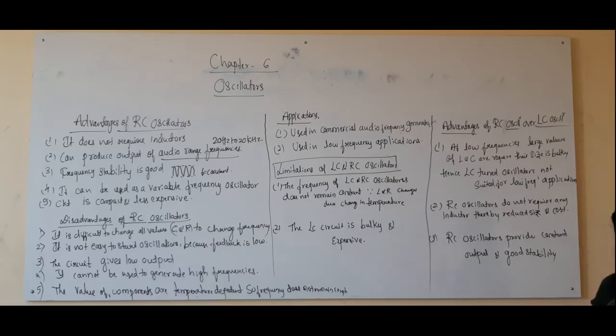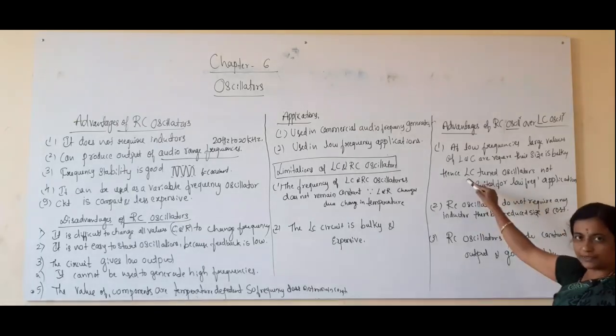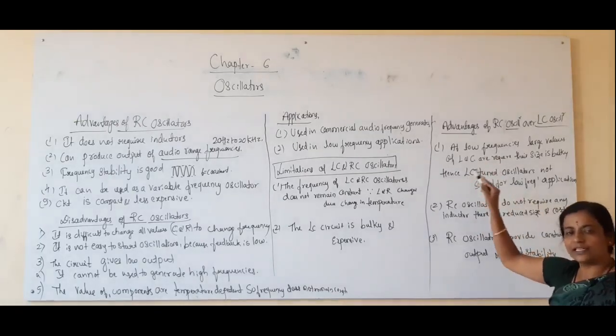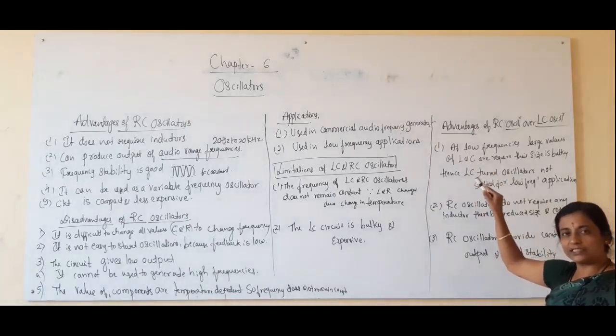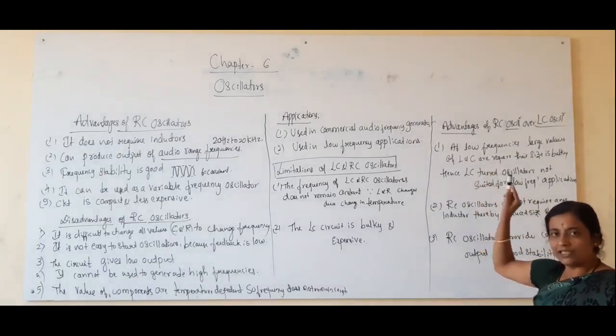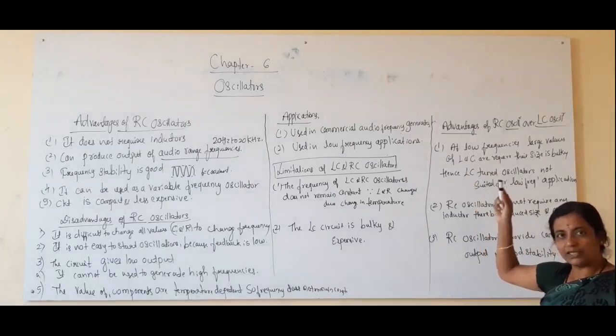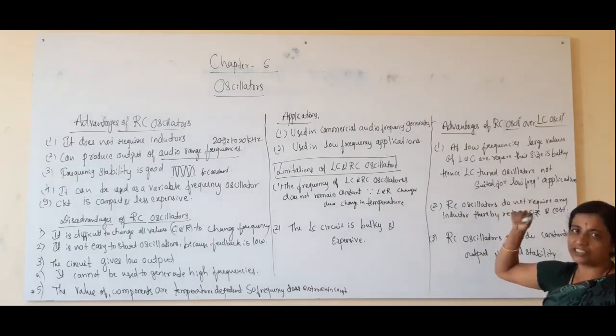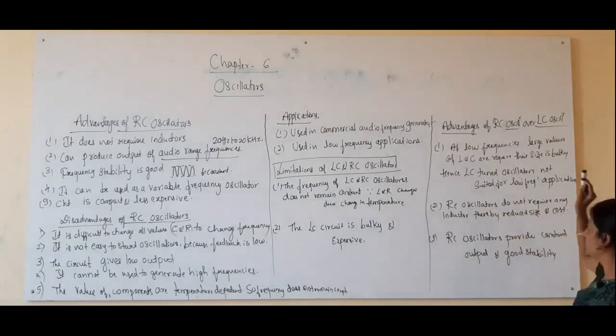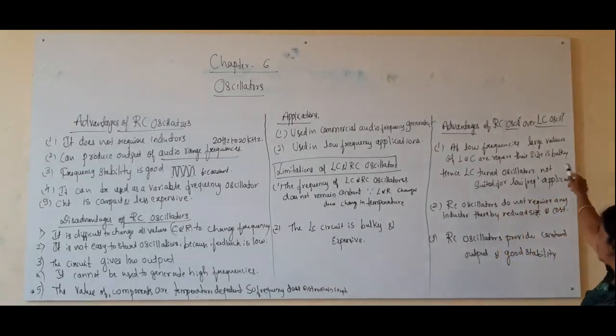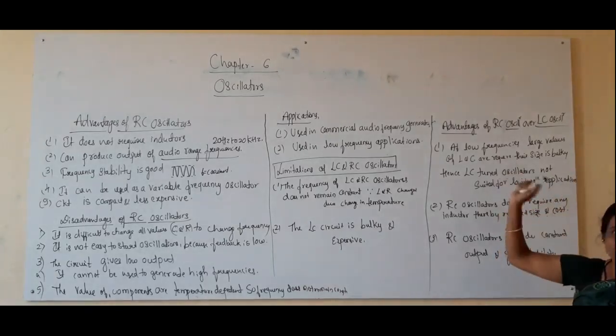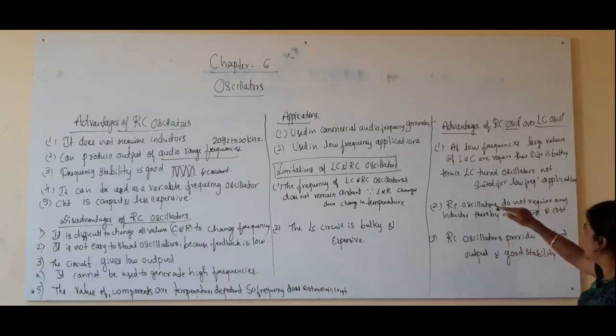In LC oscillators, the feedback components are inductances and capacitances. At low frequency, the values of inductors and capacitances required are very high. When their values become large, automatically the size of those components also becomes large. Because of that, it is bulky as well as costly, expensive. And hence the LC tuned oscillator is not suited for low frequency applications.